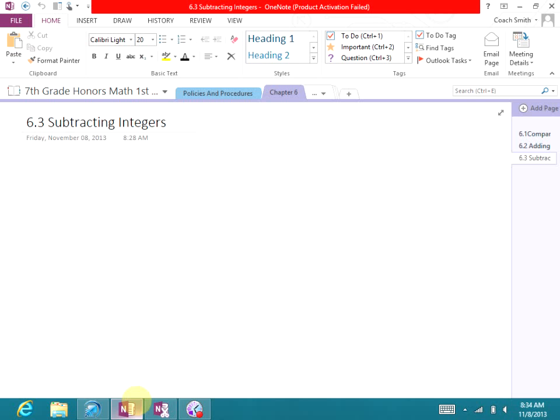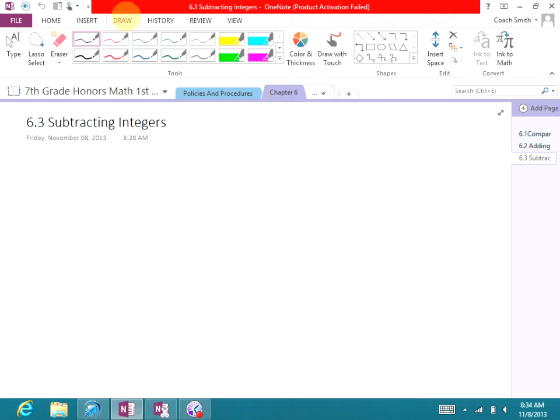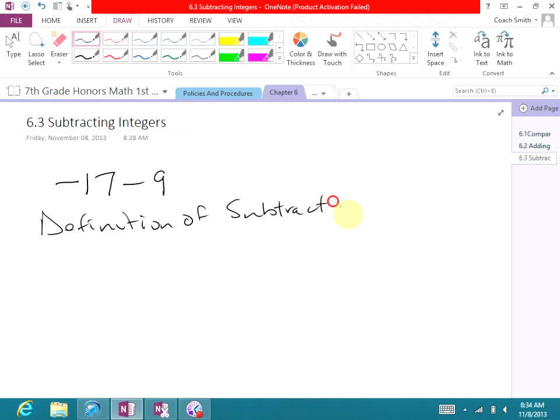First step of when we're taking and subtracting integers. For example, if I have negative 17 minus 9, there is a definition of subtraction. Some books will call it a definition, some people will call it a rule. I don't remember what this book actually calls it. They don't call it any specific thing, it's just subtracting integers.